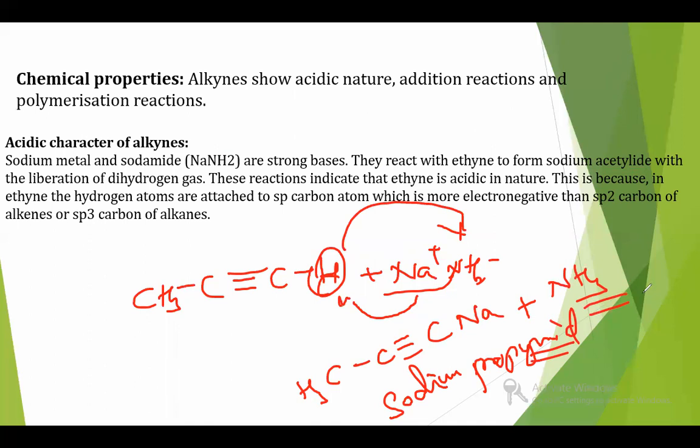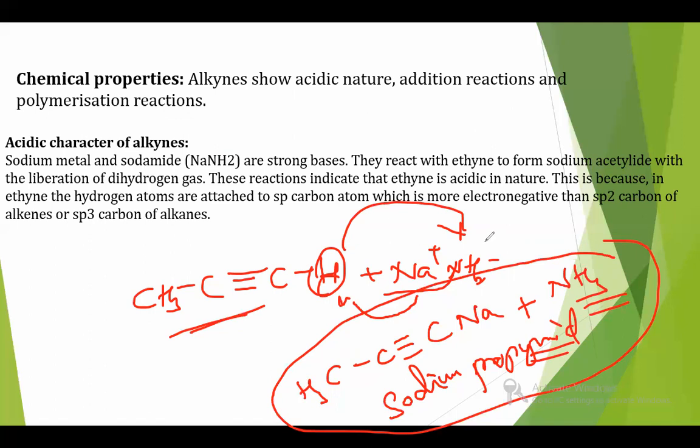This reaction can be used to distinguish alkynes from alkenes and alkanes. Using this reaction, we are able to identify them. Alkyne means a triple bonded compound. The triple bond has more acidic character than the double bond and single bond. So ethyne is more acidic than ethene, and ethene than ethane.